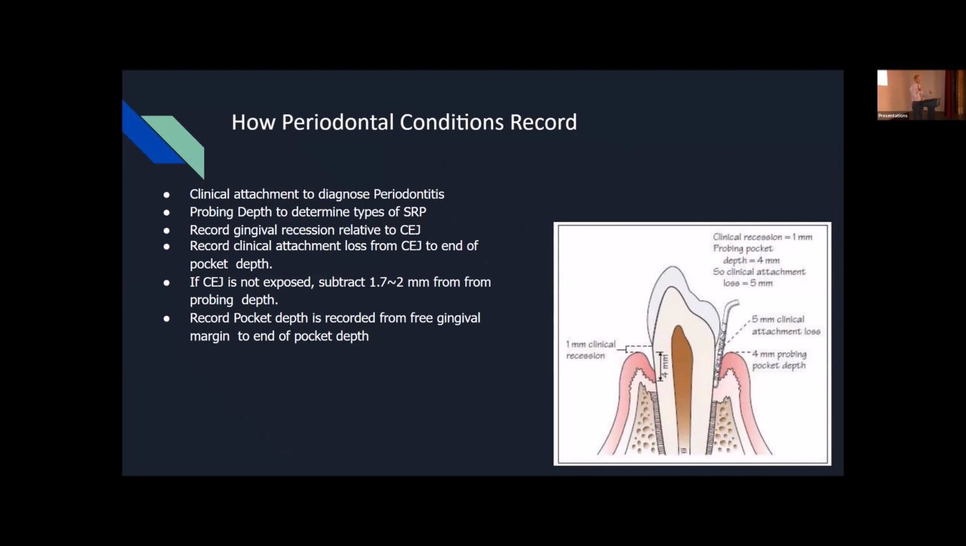If the CEJ is not present and the gingiva is over it, then we can roughly subtract 1.7 to 2 millimeters from that to get our clinical attachment loss, which is made up of our probing depths and any recession present. We use our clinical attachment loss to make our periodontal diagnosis, and then we use our probing depths to determine the types and the amount of SRP needed for the patient. Next slide, please.